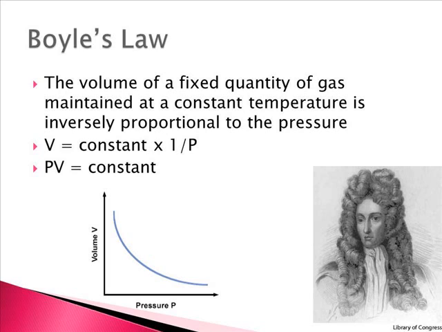And that's your classic inverse graph, y equals 1 over x, or some constant m over x. So it's an inverse relationship. The way he said it was that the volume of a fixed quantity of gas maintained at constant temperature is inversely proportional to the pressure. As an equation, V equals some constant times 1 over P, the inverse of the pressure. If we solve for the constant, multiply both sides by pressure, we get PV equals some constant.